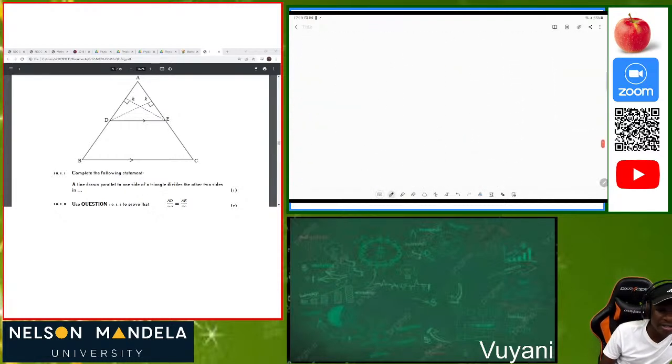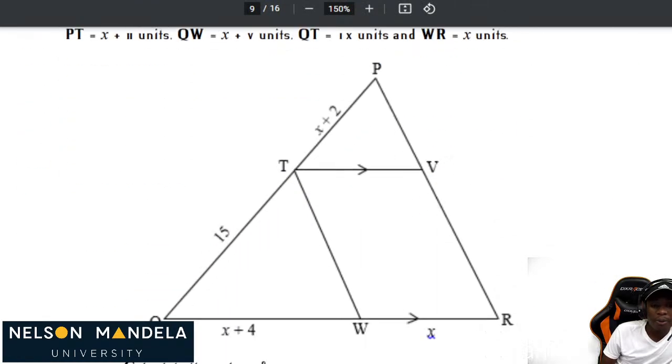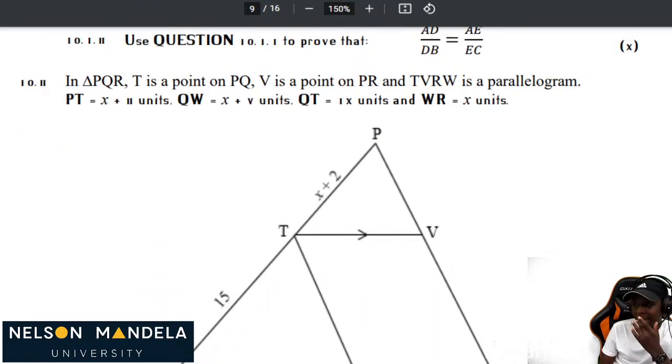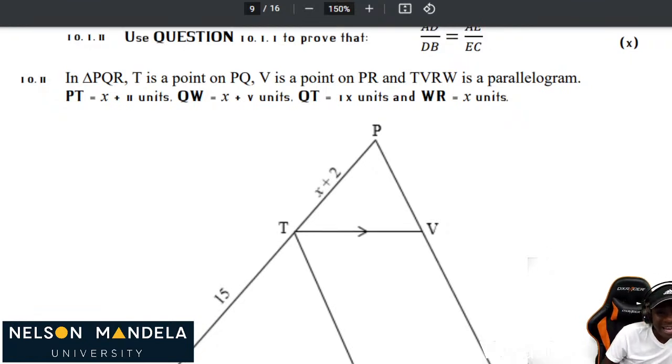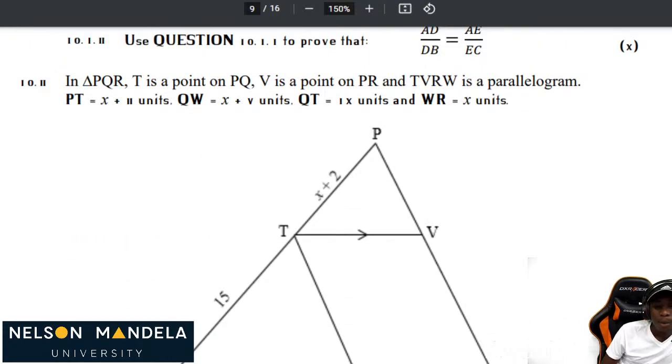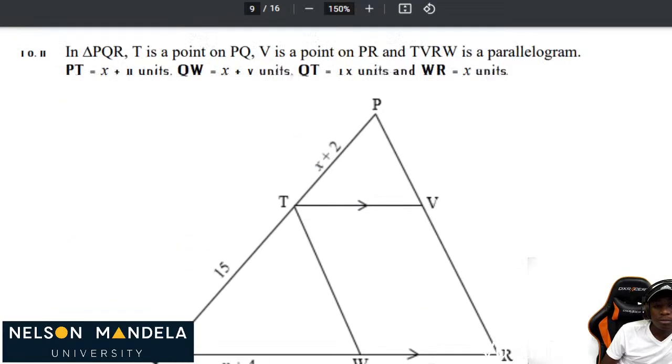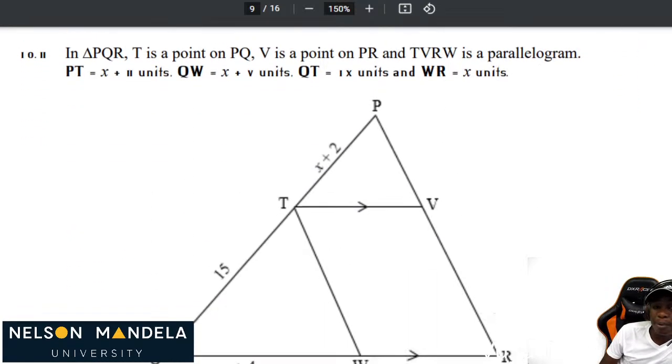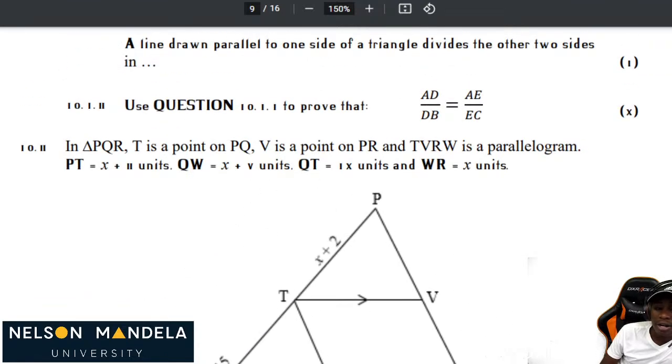Now our next question is something relevant to what we are doing right now. 10.2. They are saying, in triangle PQR, where is triangle PQR? That's the big triangle. On PQ we have T, a point on PQ, and V is a point on PR. Do you see that it is a point on PR, and TVRW is a parallelogram?